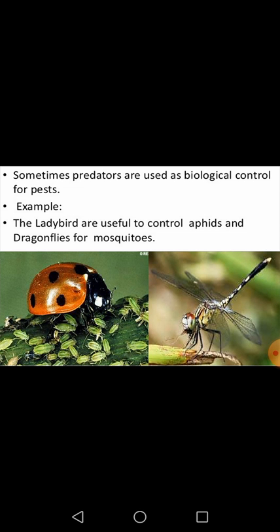Both are useful because these are predators. The first one is a predator for aphids, which are pests for our crops, and mosquitoes are also a disease causing agent, and dragonflies are used as a biopest management for clearing of the mosquito larvae or mosquito eggs.